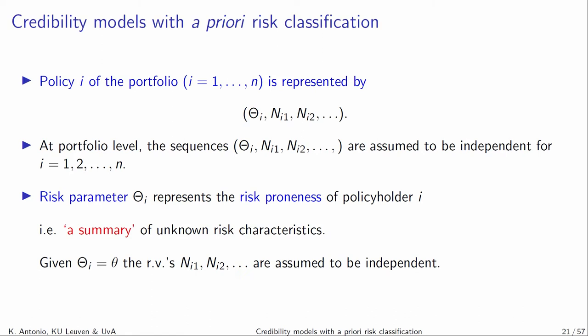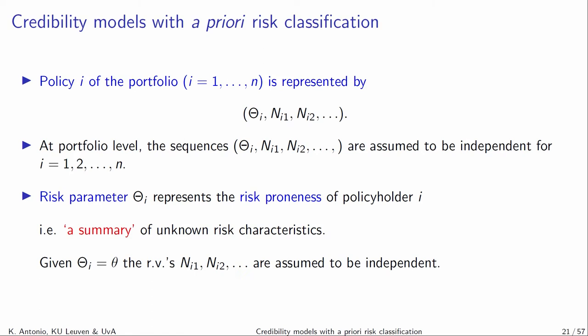I'm going to repeat it again and again because I hope it makes things more clear. I'm sorry for those in the room, but I'm going to use you as an example. This is a summary of Arne's unknown risk characteristics, that's the theta_Arne that we're going to try to capture. Given a value for this theta, I'm going to assume that the random variables are independent. So the dependence across these N_it is really because they all share the same theta. Given that I know the theta, the N_it become independent.